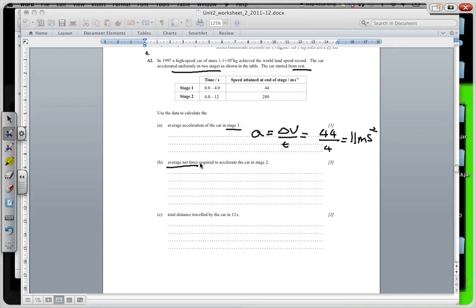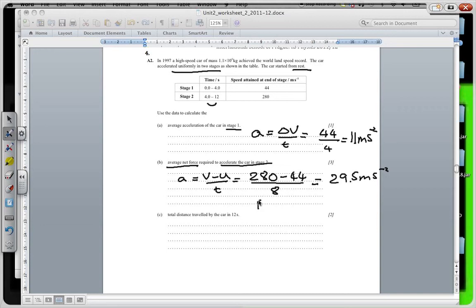The average net force required to accelerate the car in stage 2. Now for this we need to work out our acceleration, which will be our change in velocity, which is v minus u over t, and that's 280 as our final, minus the 44 as our initial velocity in this stage, divided by 8 seconds because we're going from 4 to 12 seconds here, and that will give us an acceleration of 29.5 meters per second to the minus 2.